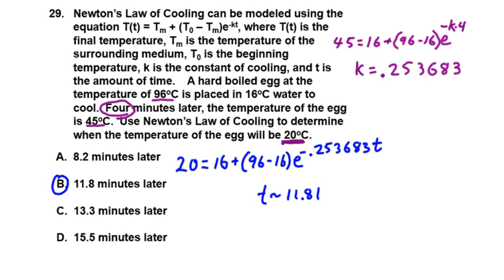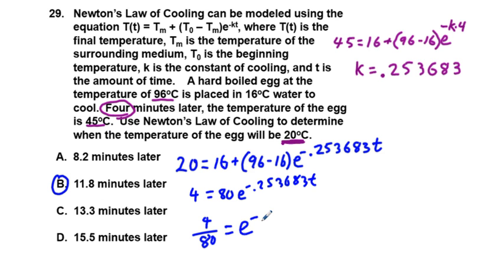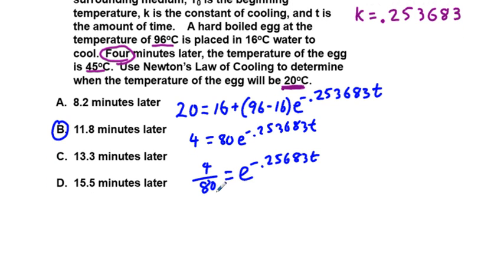Now, alternatively, I'm not going to go through it all, we've taken enough time in this video lesson, but if we subtract 16 from both sides, we're going to get 4 equals 80 e to the negative 0.253683 t. We divide by 80, we'll get 4 over 80 equals e to the negative 0.253683 t. And then if we take the logarithm of both sides, on the left side we would get the natural logarithm of 4 over 80, which reduces to 1/20th.